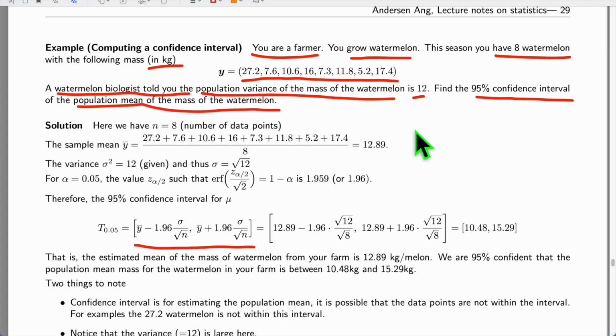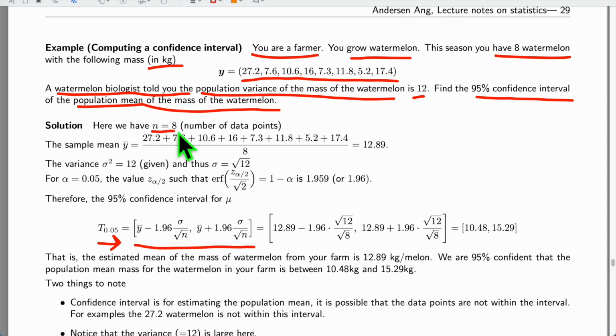That means what? That means suppose you have a bunch of watermelon, you want to know the expected value of watermelon in your farm. So how do you compute it? You use this formula, okay? So what is this formula? You need y bar, that is the sample mean, and then you need sigma, that is the standard deviation, and then you need the square root of n. N is the number of data points.